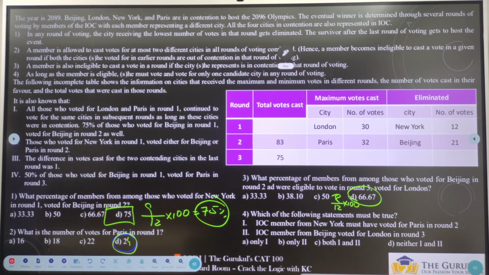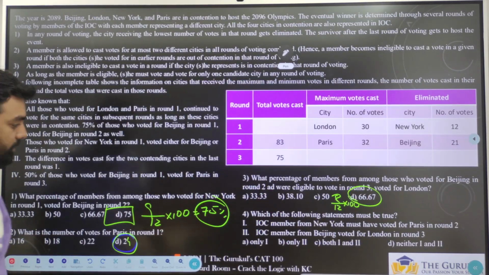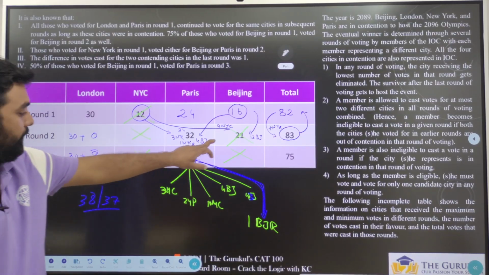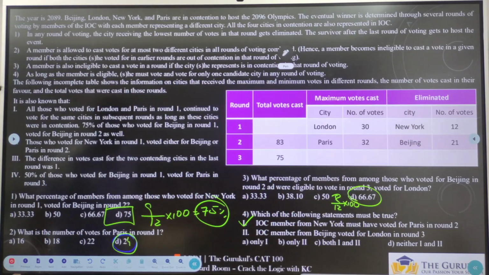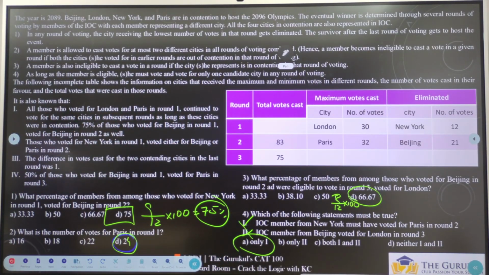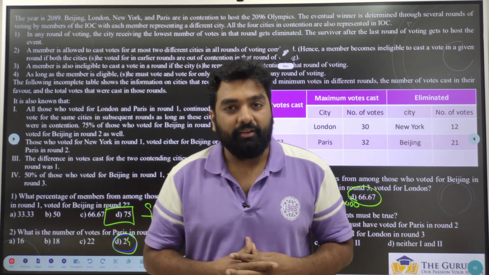Next, which of the following statements must be true? IOC member from New York City must have voted for Paris in round 2. IOC member of New York City voted for Paris in round 2. Perfect. This is true. IOC member of Beijing voted for London in round 3. Perfect. IOC member over here voted for Paris, not London. So the second one is false. So only option 1 is true. Clear? Perfect. So with this we'll end the video over here.